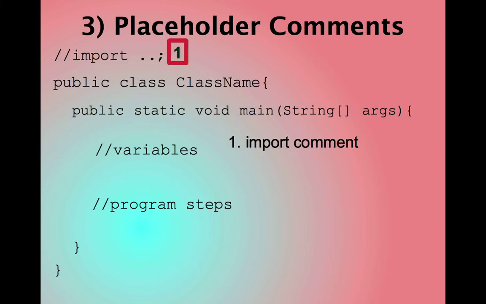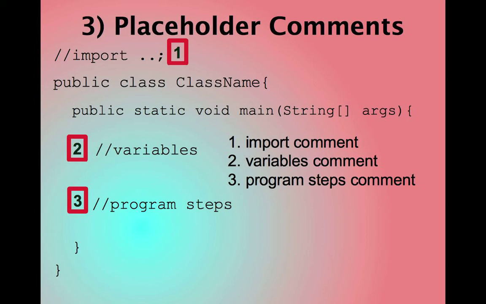First, we will have the import comment, which is 2 lines above the top of your class sandwich. So you would go up to the very first time you have the word public, press enter twice, and then go up to the very first line and type in // import space period semicolon. Next, within the main sandwich, skipping a line for neatness, your variables comment / variables, and then your program steps comment / program steps.